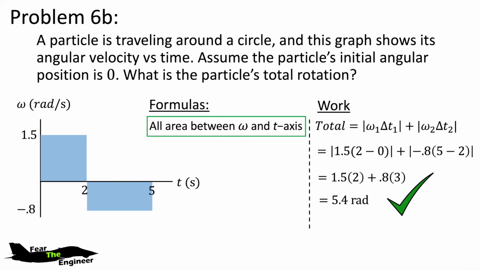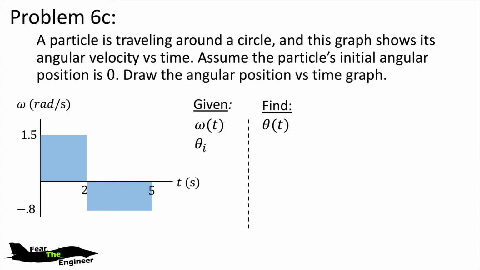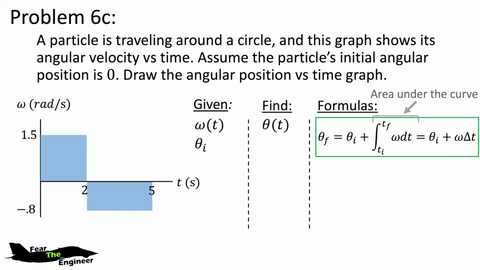Let's finish this problem off with part C. Draw the angular position versus time graph. Let's figure out which formulas to use. In this case, only one formula gives us the angular position at some time after the initial time. Here it is. It says that the final theta equals the initial theta plus the area under the omega versus time curve from the initial time to the final time.